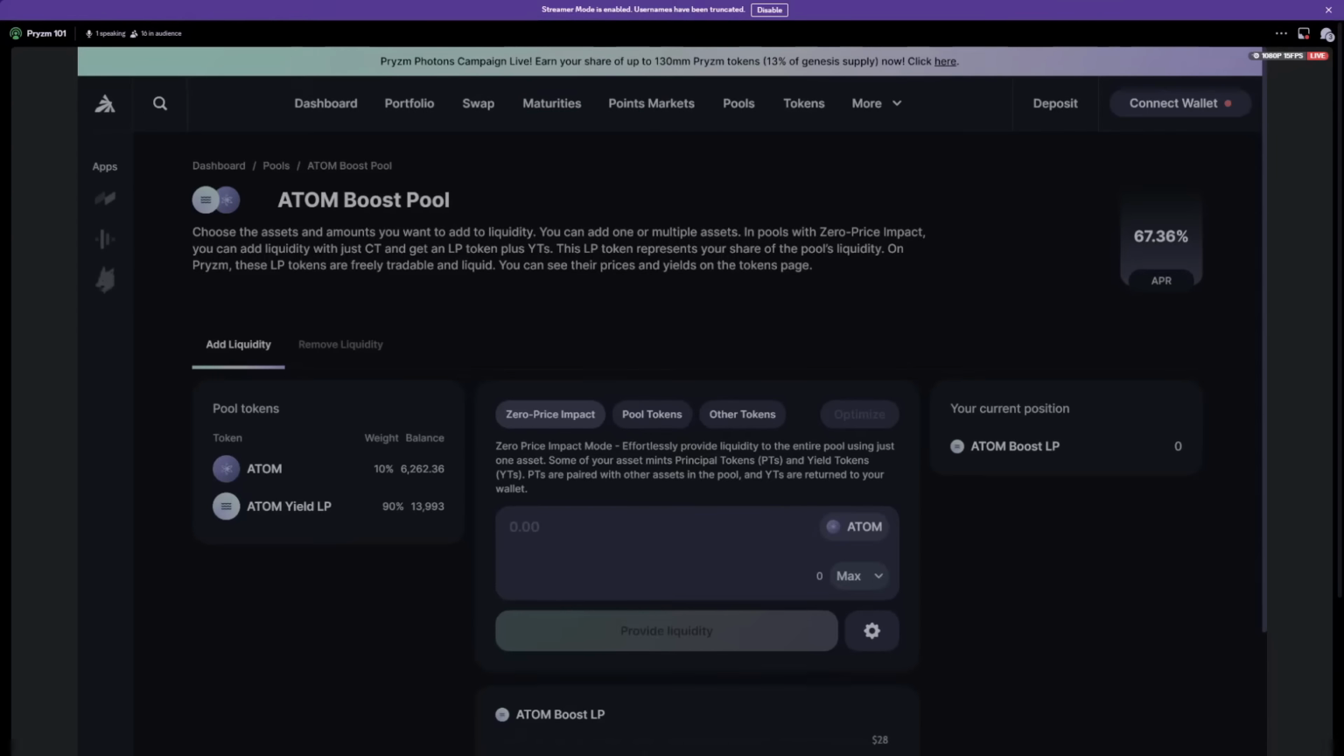Let me just figure out how to mute my Telegram. Okay, cool. Hopefully that works.